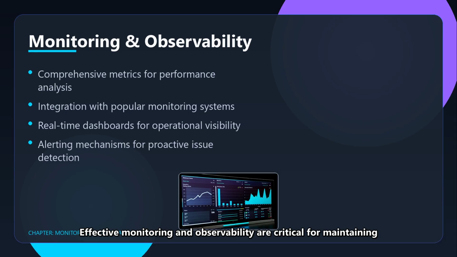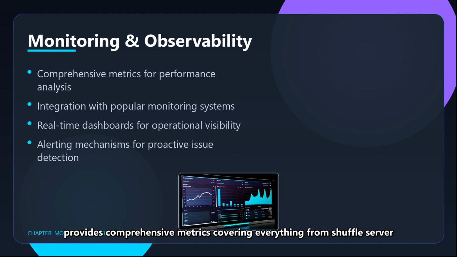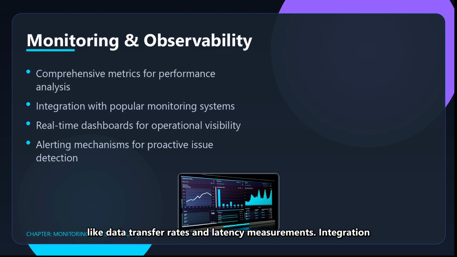Effective monitoring and observability are critical for maintaining optimal Uniffle performance in production environments. The system provides comprehensive metrics covering everything from shuffle server health and resource utilization to detailed performance indicators like data transfer rates and latency measurements.